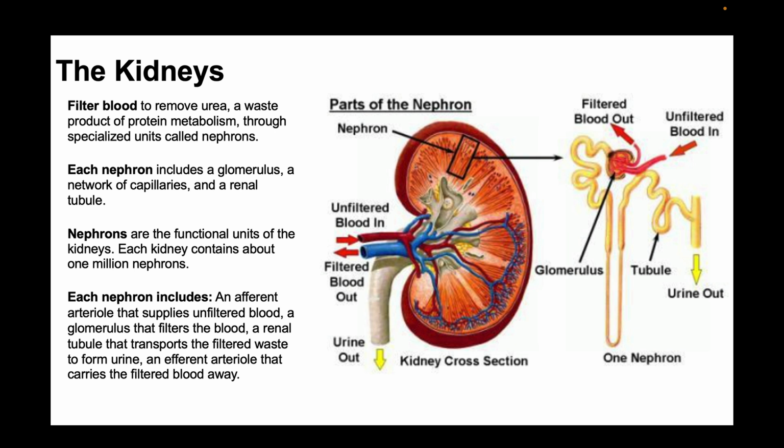The functional units of the kidneys are called nephrons, with approximately 1 million per kidney. Each nephron includes an afferent arteriole that supplies unfiltered blood, a glomerulus that filters the blood, a renal tubule that transports the filtered waste to form urine, and an efferent arteriole that carries the filtered blood away.